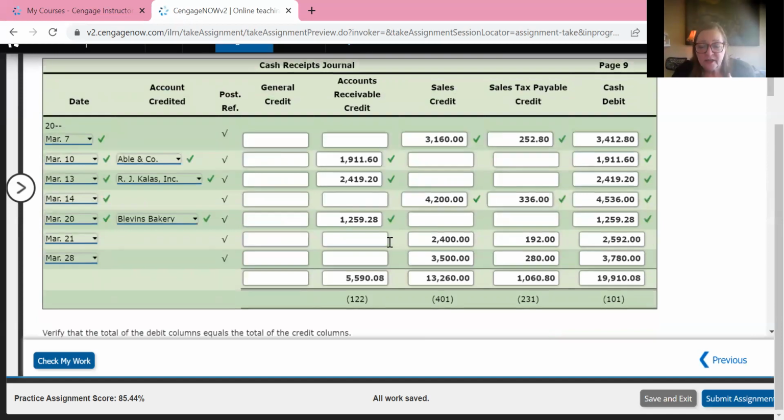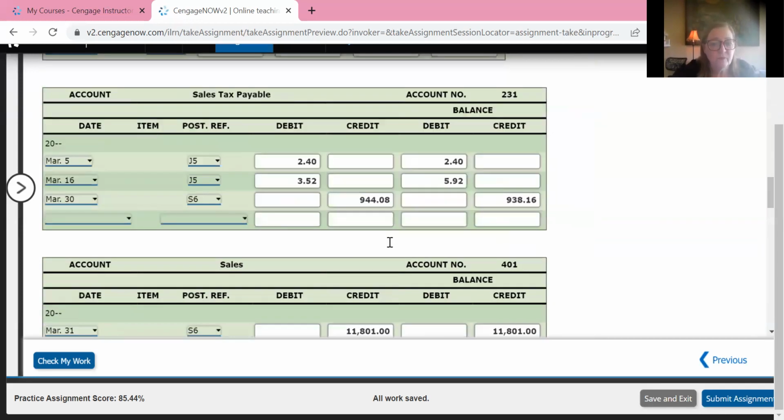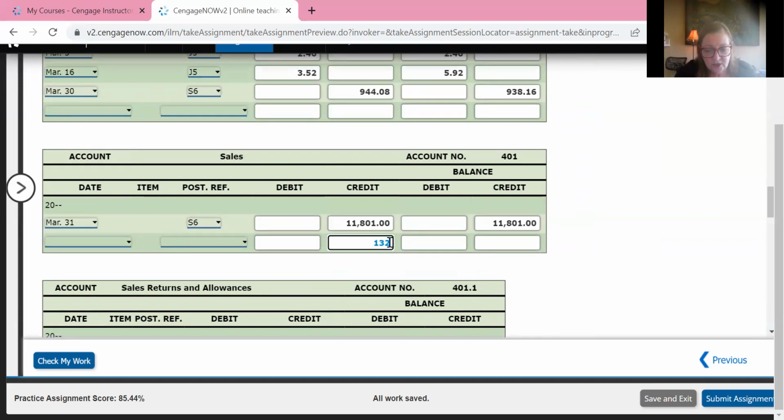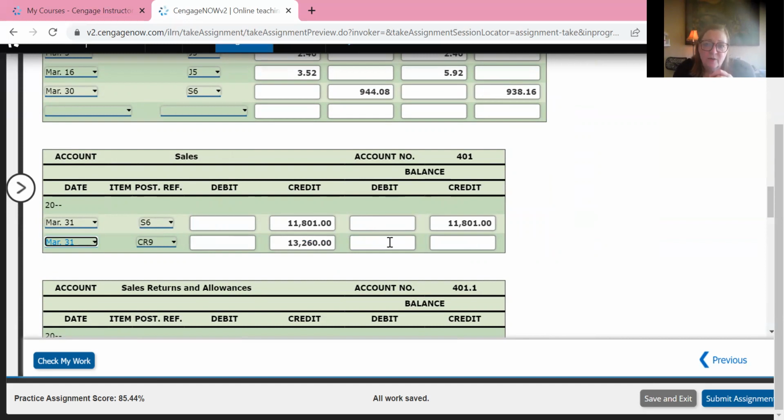Now I'm going to post the sales credit, which is the credit to the sales account showing the cash collected from sales. And I'm going to post it as a credit for 13,260. It's coming from that cash receipts journal on the last day of the month. So this sales account has a credit balance of 11,801. You see it right there. And I'm posting another credit to it. So there's no need to net anything. They're both credits, just add them together. So 11,801 plus 13,260 is going to bring me to a balance of 25,061, no cents. Okay, everybody's good?